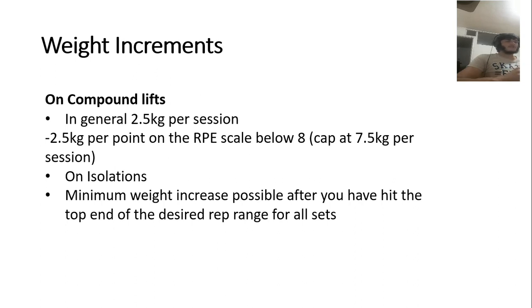Now, I said 2.5 kilograms. Here's the thing, right? If you want to customize this, I will say to go 2.5 kilograms per point on the RPE scale below 8. So what does this mean? If the RPE for the session was 8, you add 2.5 kilograms. If it was 7, you add 5 kilograms. If it was 6 or below that, you can add 7.5 kilograms. This is not a perfect system because that jump can be relatively high. So when in doubt, just add 2.5 kilograms.